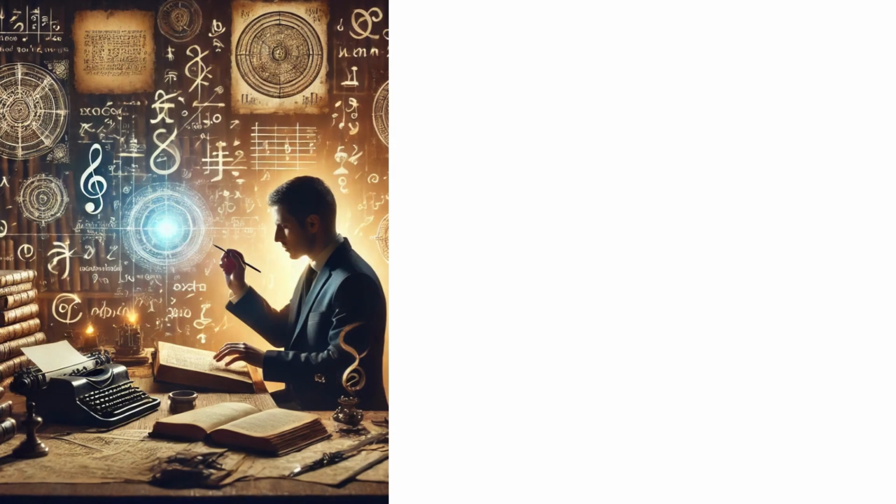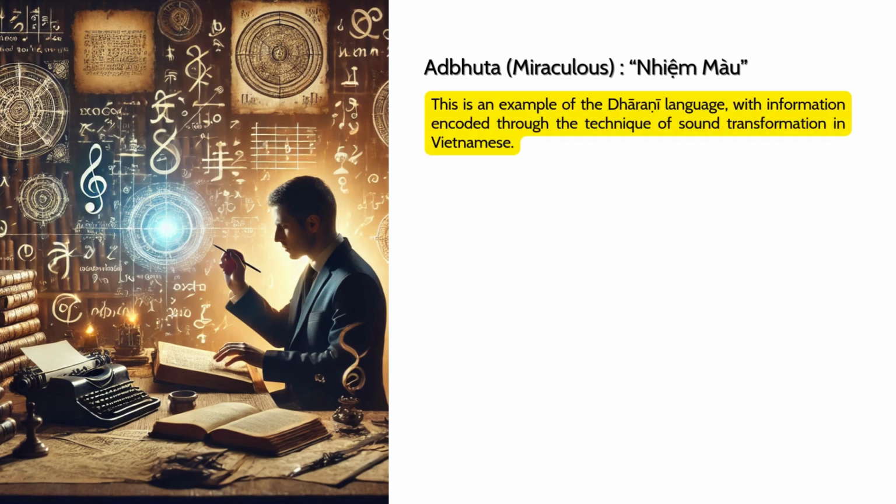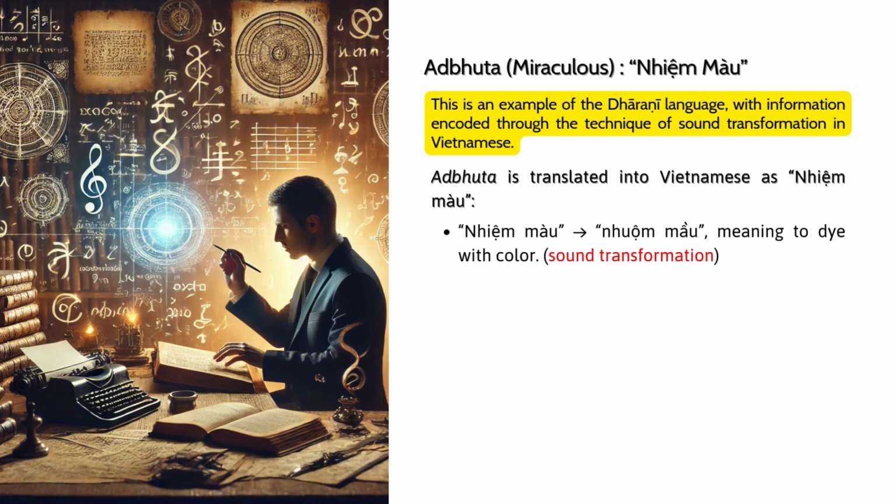Next, we will decode the term adbhuta, which means miraculous. This is an example of the Dhāraṇī language, where information is encoded through sound transformations in the Vietnamese language. Adbhuta is translated into Vietnamese as Niem Mao. The word Niem Mao undergoes a sound transformation in Vietnamese into Nuom Mao, which literally means to die with color.